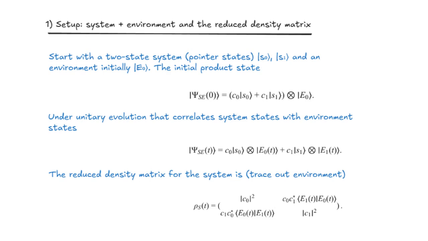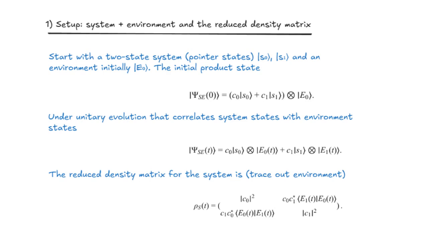Top right entry, off diagonal. This term links pointer state S0 to pointer state S1. It is equal to C0 times the complex conjugate of C1, multiplied by the overlap between environment state E1 at time t and environment state E0 at time t.